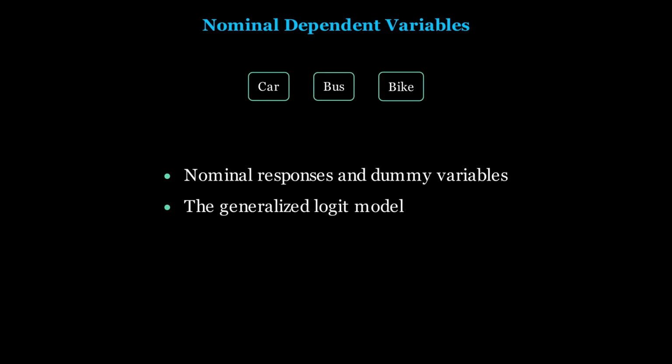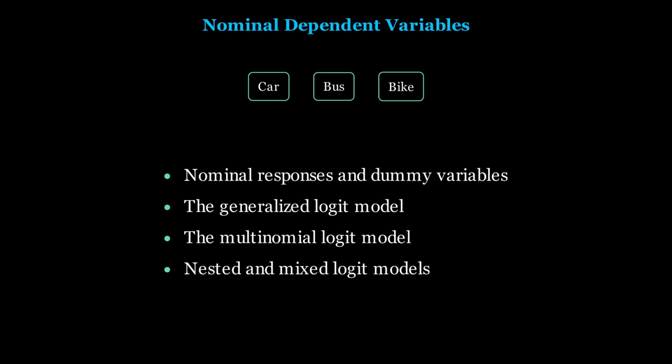We'll start by representing nominal categories with dummy variables, then build up the generalized Logit model. From there, we'll look at the multinomial Logit model and finish with two variants that relax its assumptions, the nested Logit model and the mixed Logit model. Let's dive in.